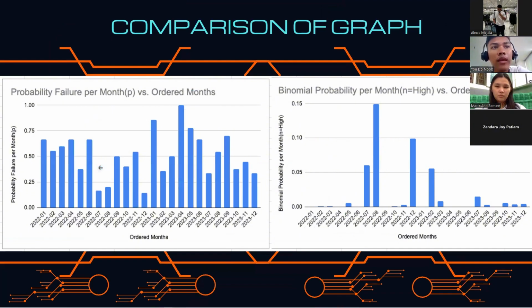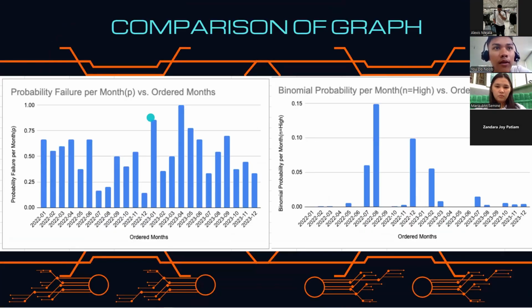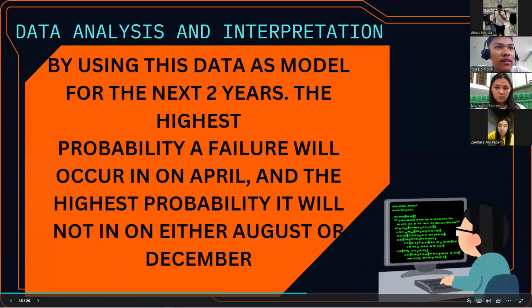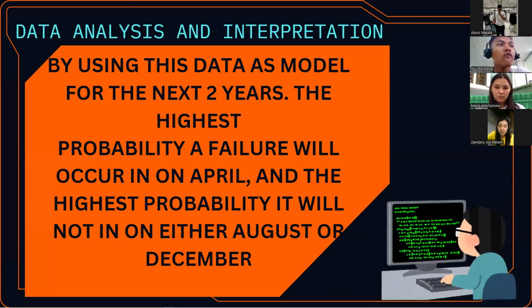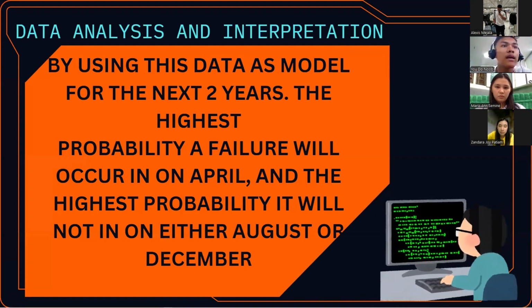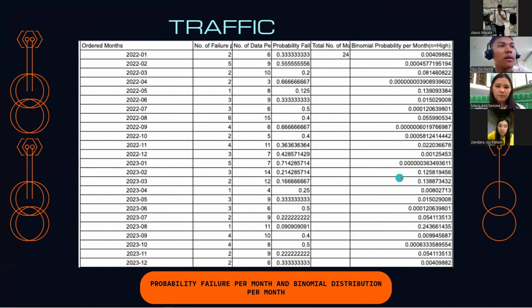This means that the probability of failure and the binomial distribution are inversely proportional, where the probability of failure per month shows the month with the highest probability a failure will occur, and the binomial distribution shows the month with the highest probability a failure will not occur. Our analysis from this data is that the month with the highest probability that a failure will occur over the next 2 years under temperature is April, and the month with the lowest probability is either August or December. This is based on the binomial distribution graph.